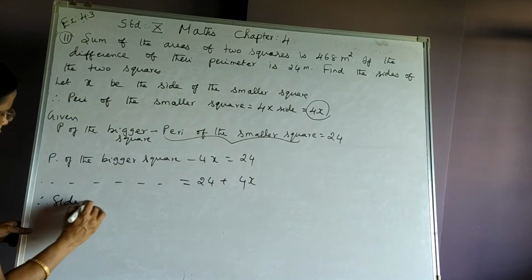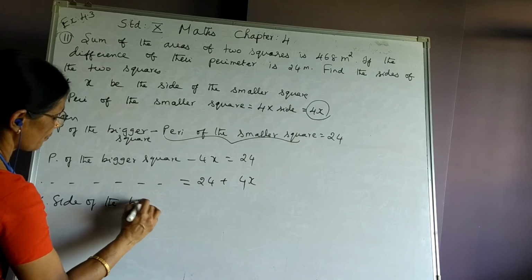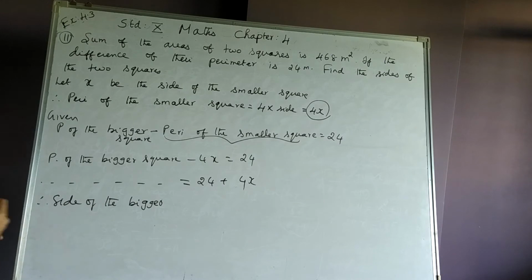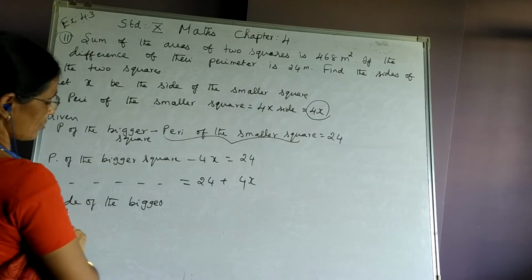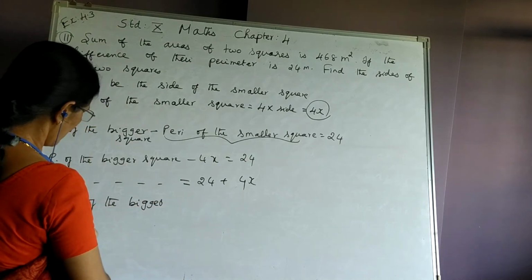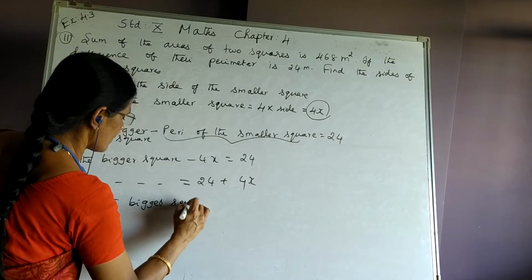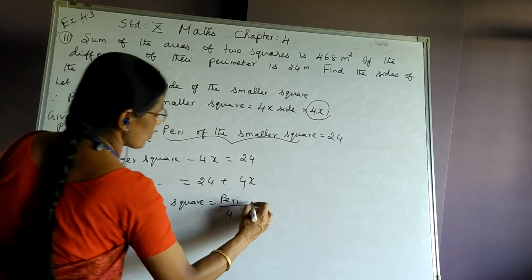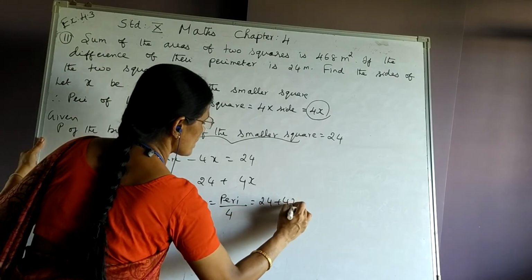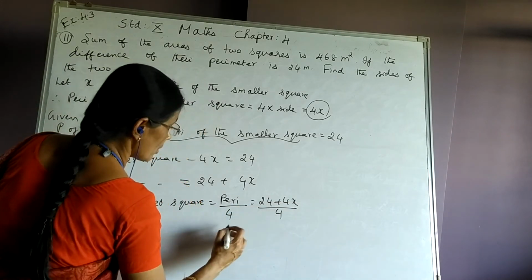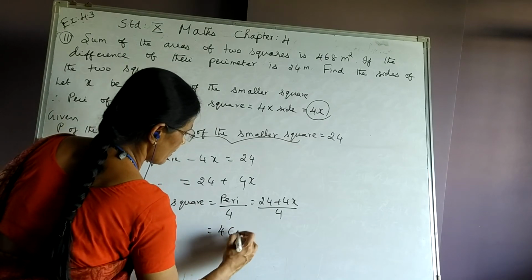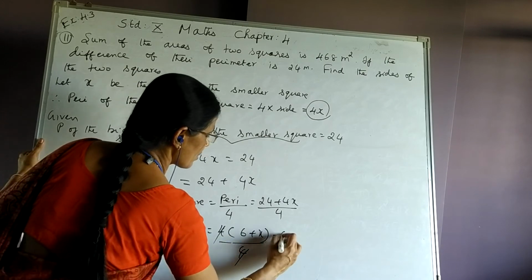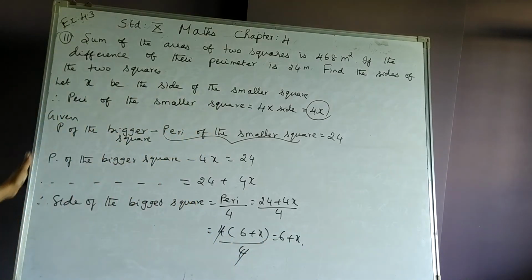Therefore, the side of the bigger square: to find the perimeter we multiply by 4, and from the perimeter, when we find the side, remember we have to divide by 4. So, the side of the bigger square is the perimeter divided by 4, which is 24 plus 4x upon 4. 4 is the common term. We get 6 plus x, which is equal to 6 plus x.